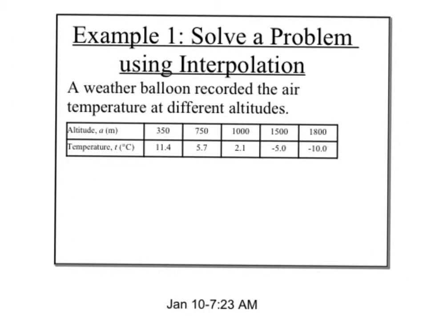Okay, so in the first example, you'll be looking at a weather balloon recorded at different heights or altitudes, and then what the temperature is at each altitude. So typically you'll be given a graph based on this information. Occasionally you'll have to draw it yourself, and I will provide graph paper for you. If you're reading this at home, the graph paper is on the website.